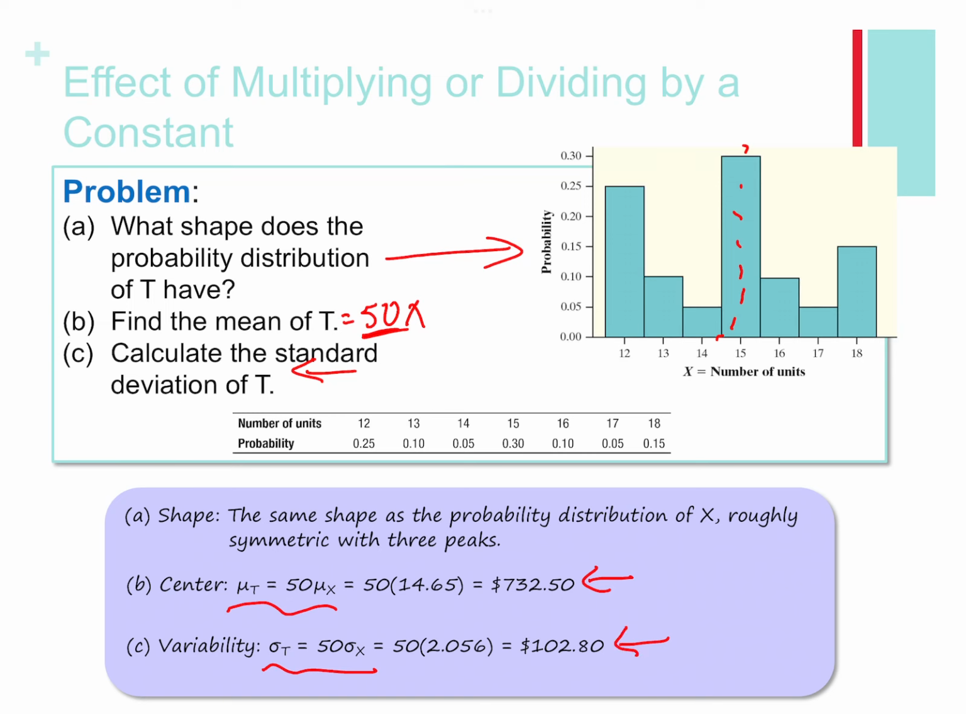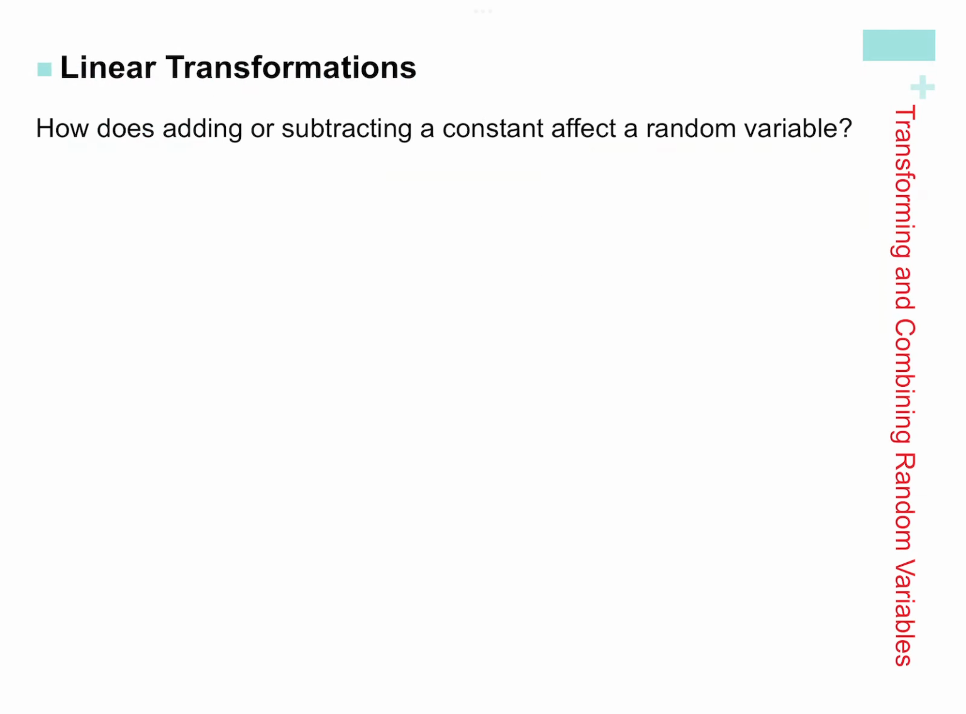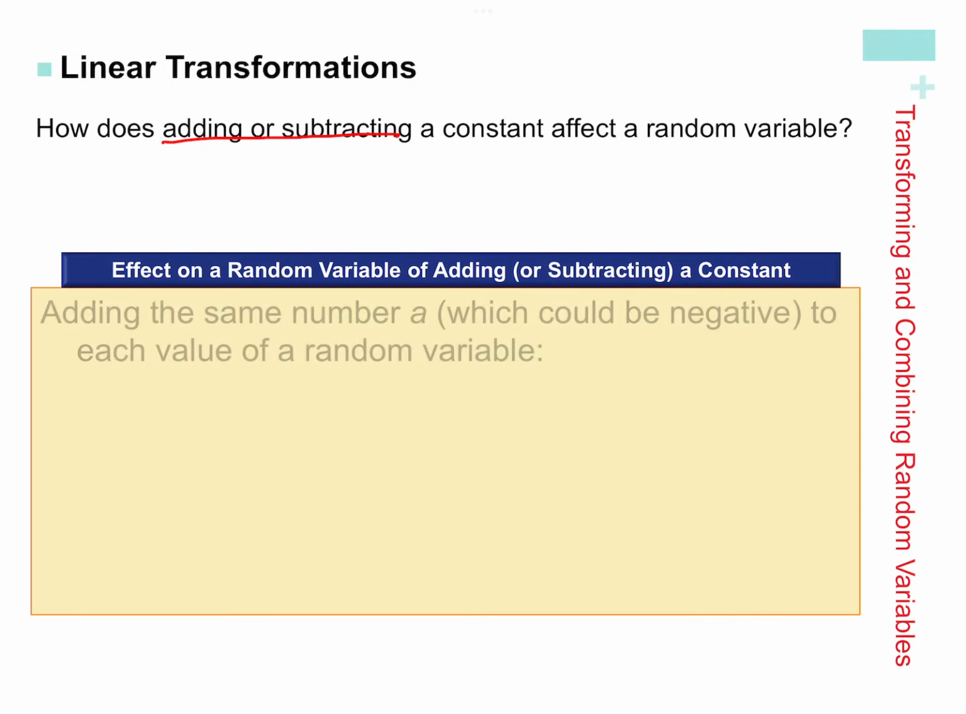If it doesn't ask you to interpret it, you don't have to, but if it asks you to interpret it, you need to make sure that you do. So that is multiplying. Now let's look at adding or subtracting a constant to our random variable. We're going to let it be the letter A for whatever it is that we're doing. It can be negative, that's okay.